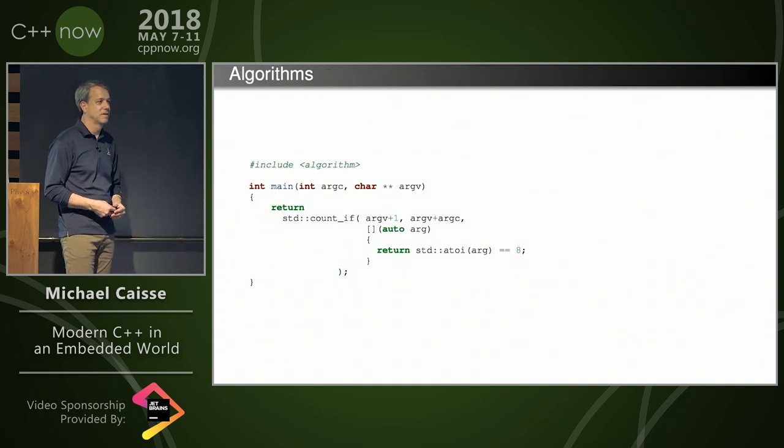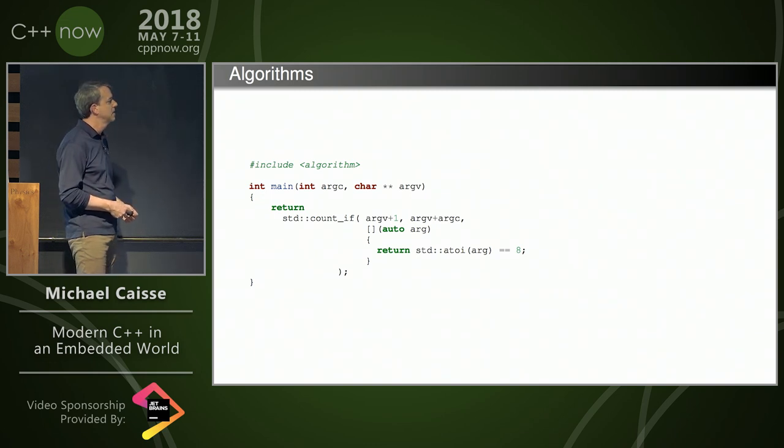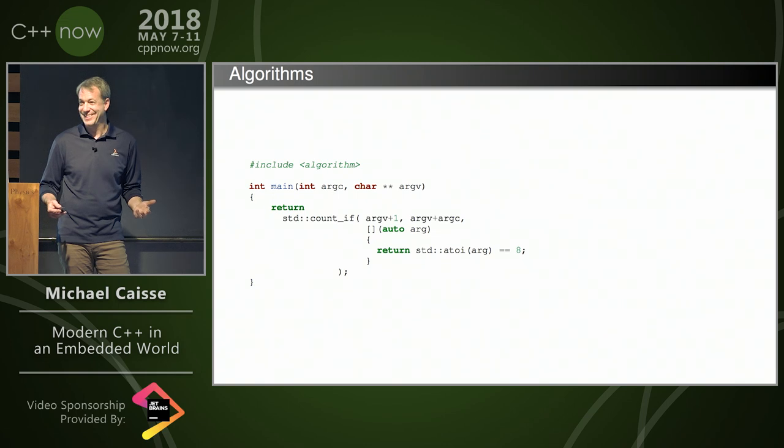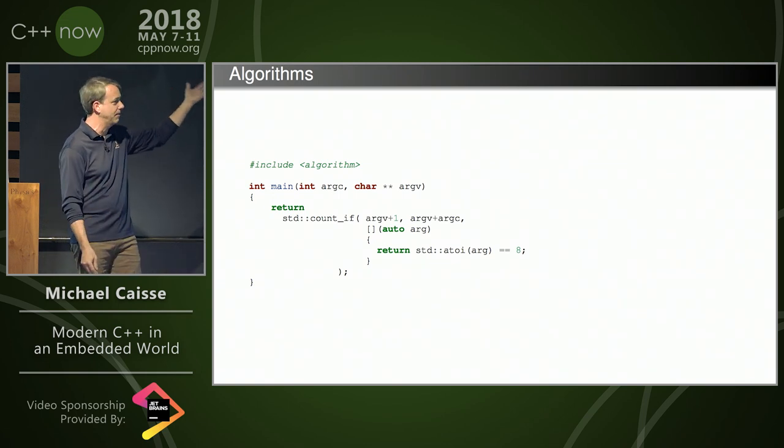Count if. Could I just use count if? Maybe I could just use count if. That might be nice. So count if takes iterators and a predicate. So I'm going to just pass in the predicate by the lambda. Now, if you are used to algorithms, this is easy to read. If you're not used to algorithms, this is incredibly foreign. But everything that we start with is foreign at some point, right? And this becomes easy to identify and read at some point because we just read it, count if.